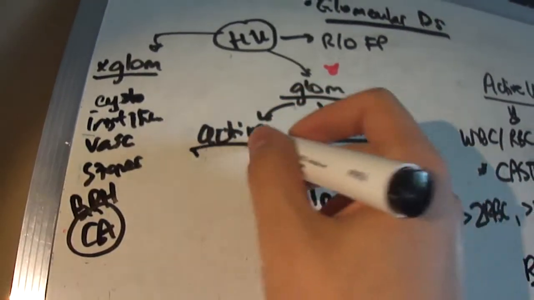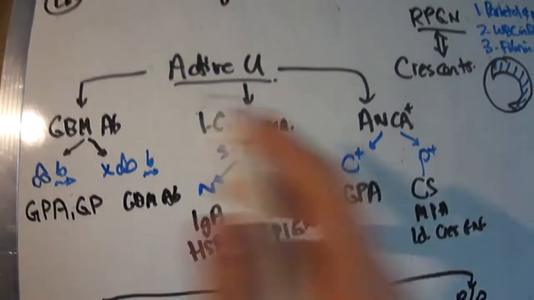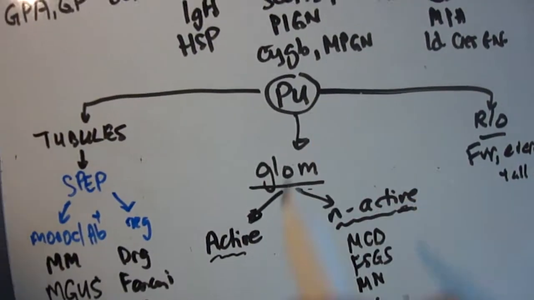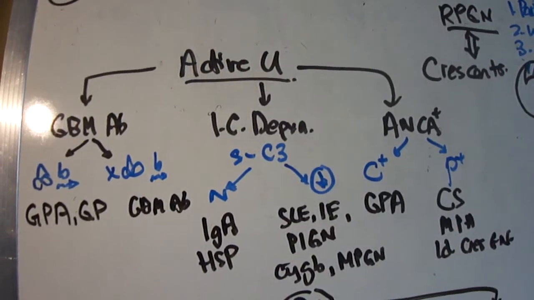Now what about active? This is just like proteinuria, where we're going to resort to the active urine scheme right here. So whenever there's active urine, whether it's hematuria, whether it's proteinuria, any of these things can cause an active urine. Okay?